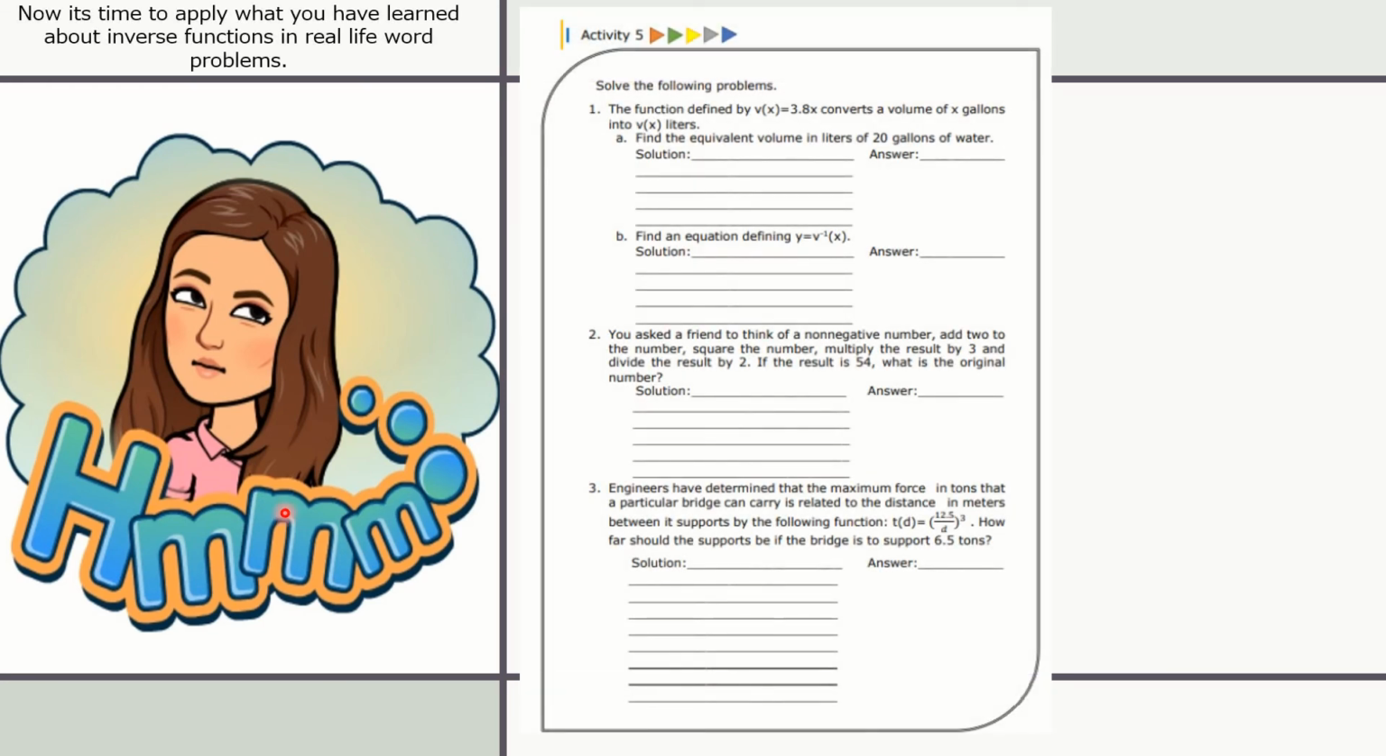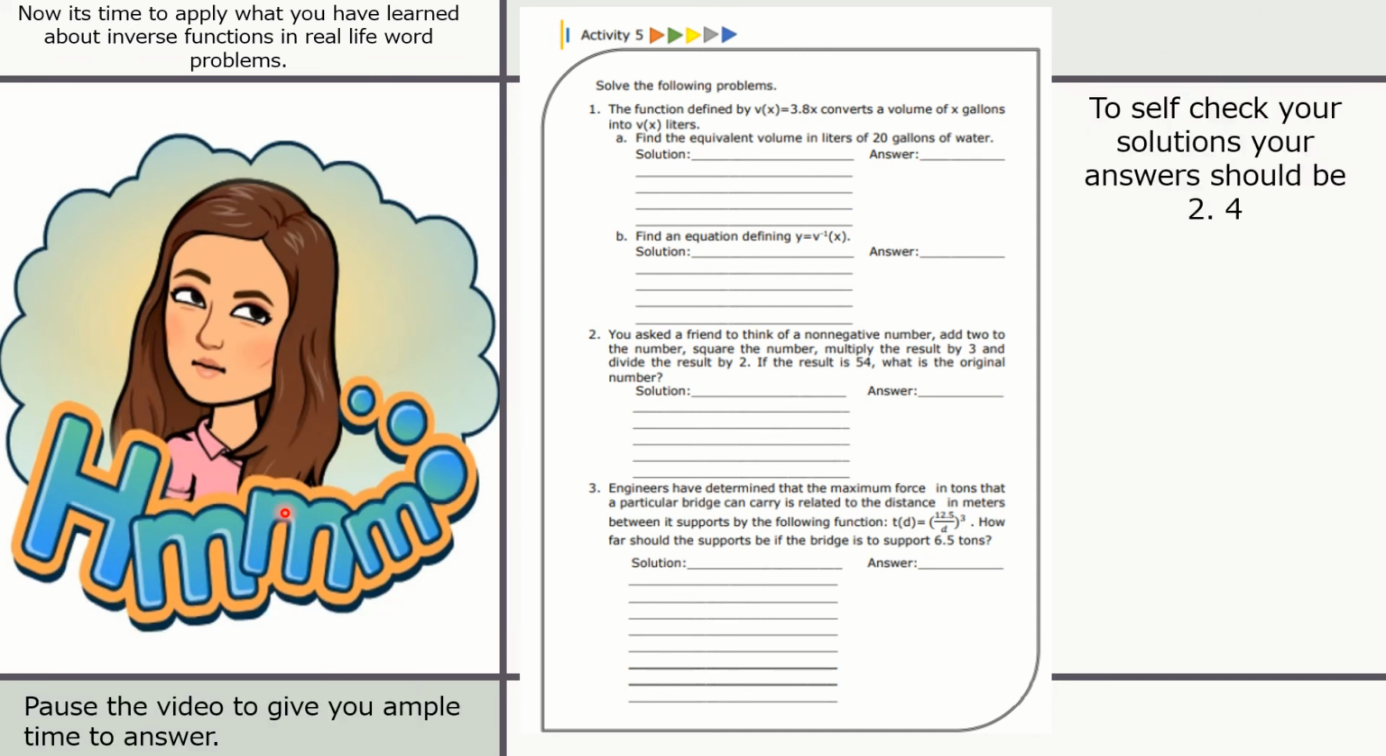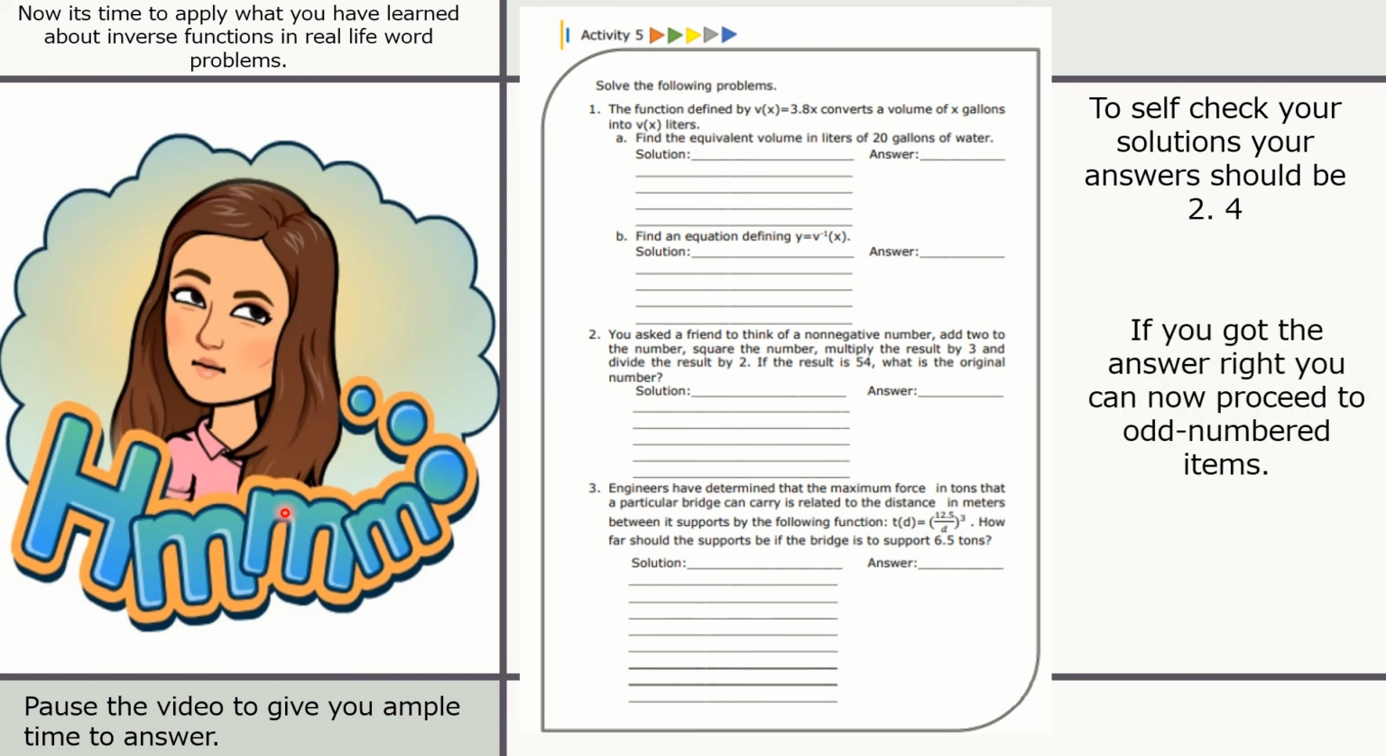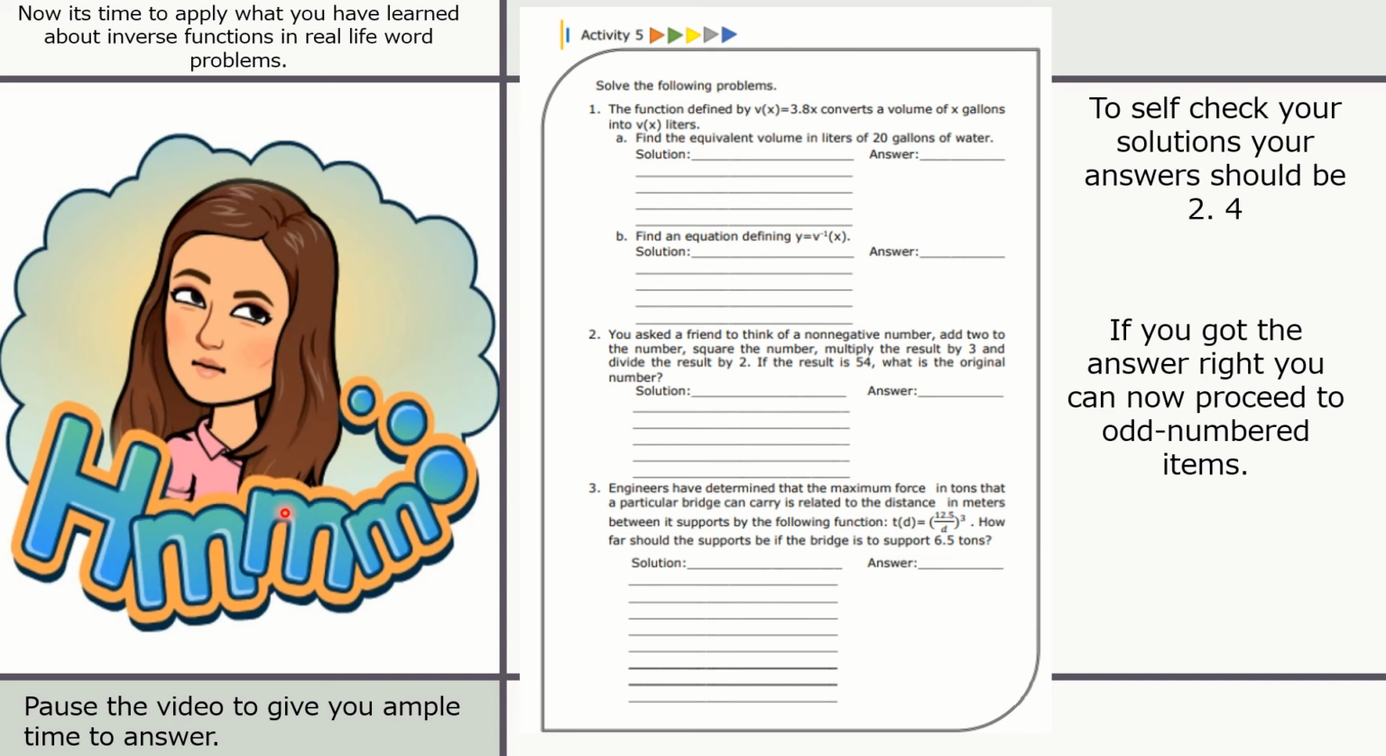Now it's time to apply what you have learned about inverse functions in real-life word problems. You are given here 3 word problems and you're going to solve them. Pause the video again to give you ample time to answer. Self-check your solutions. Your answer should be 4 for number 2. Why is that? It's up to you to solve. If you got the answer right again, you can now proceed to the odd-numbered items.